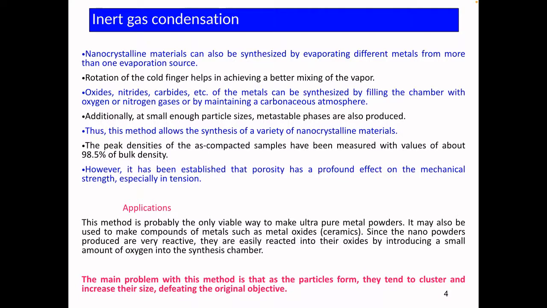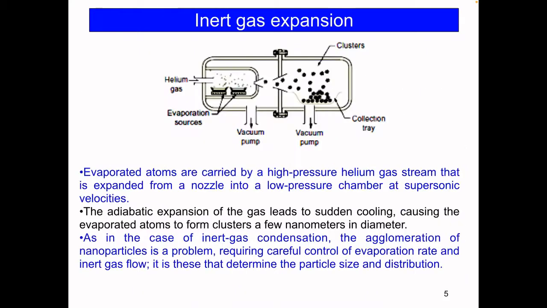into the synthesis chamber. The main problem with this method is that as the particles form, they tend to cluster and increase their size, defeating the original objective. So this is very important. As you may remember, in our last class, we had summarized what are the important parameters to obtain a nanoparticle, and one of them was to avoid agglomeration. So this can be a problem in this method. Okay, every method has its own ups and downs, like we talked about.